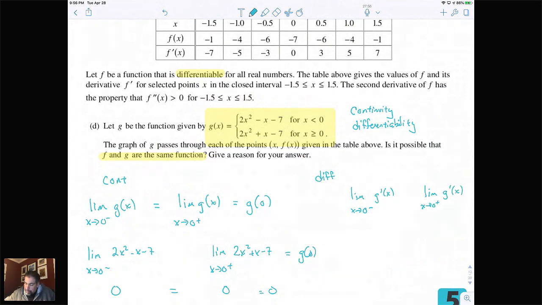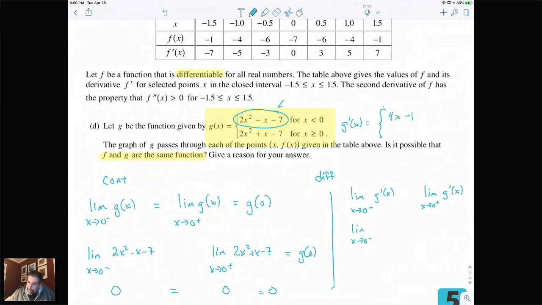To do this problem, we've got to find two derivatives. We've got to talk about the derivative on the left side of 0, which would be the derivative of this very first piece right here. So what I'm going to do up here is take a moment and write their derivatives. So g prime of x will equal a piecewise function. The first piece will be the derivative of this top guy. That's going to be 4x minus 1, and that's going to be when x is less than 0.